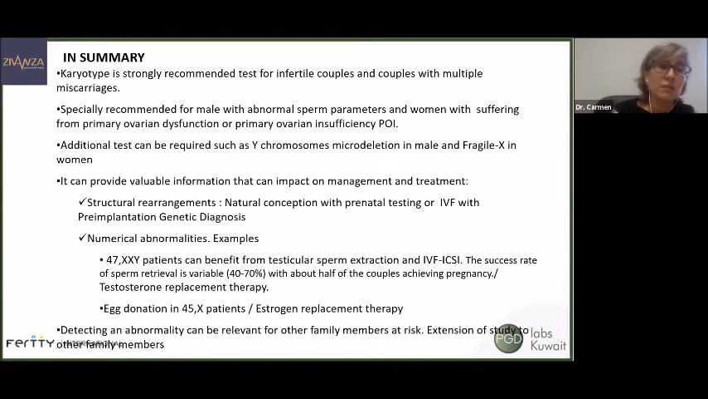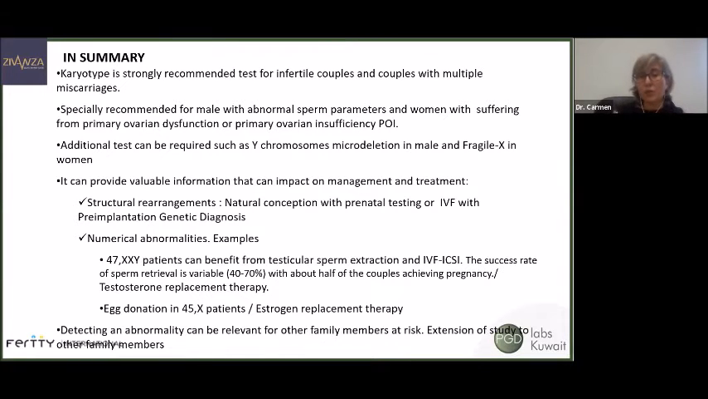Or if they are doing IVF, it's recommended to do preimplantation genetic diagnosis, meaning to test the embryos before transferring them, in order to see if they are balanced or unbalanced. If they have the balanced form of the translocation or they are abnormal, we transfer only the normal ones.